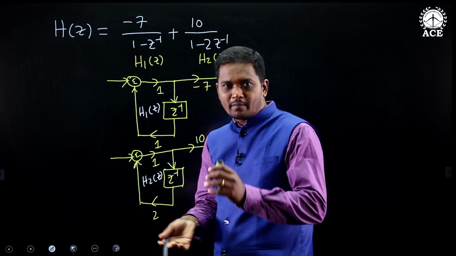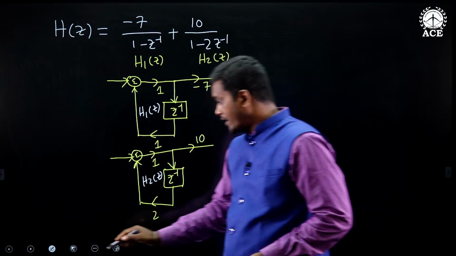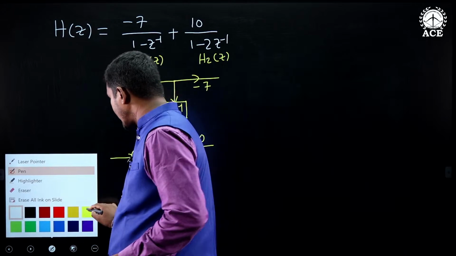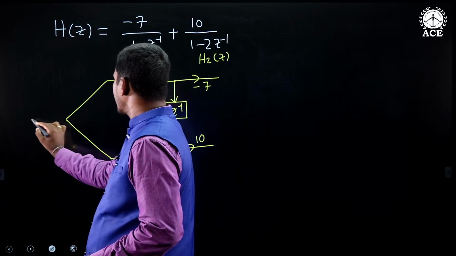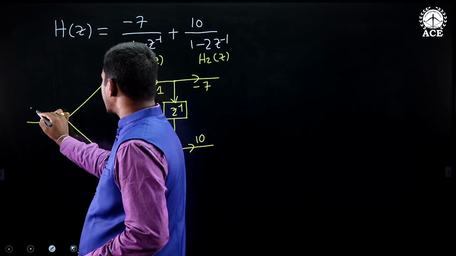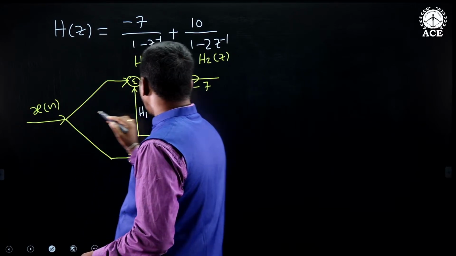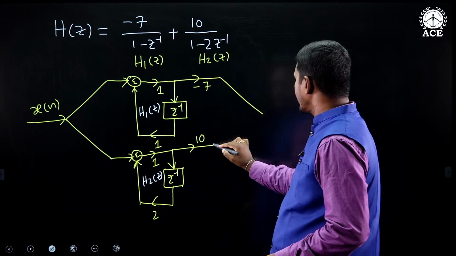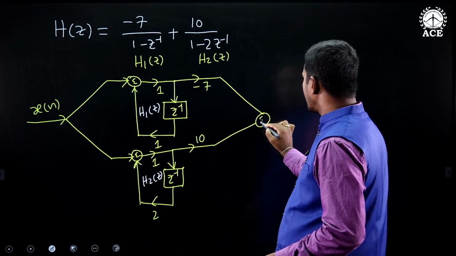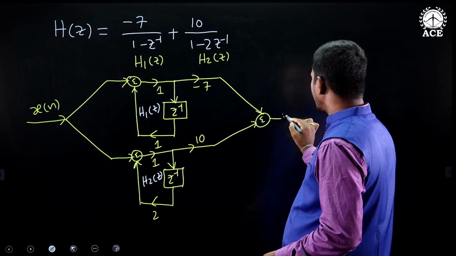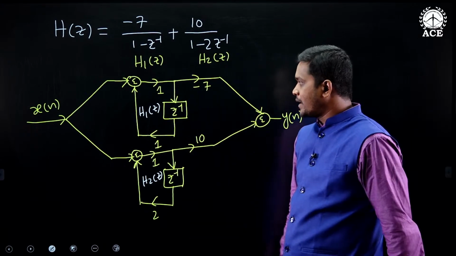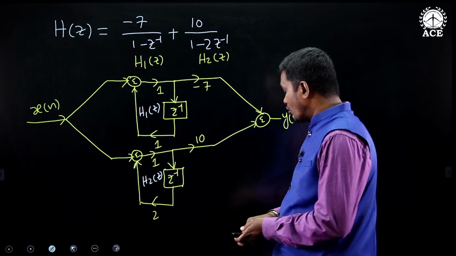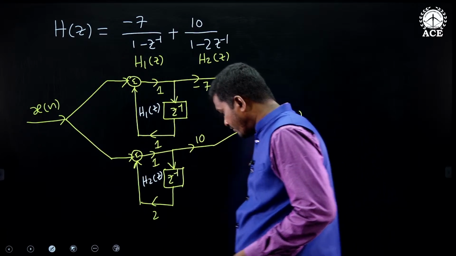What is parallel form? Tell me. For both the systems, the input is the same. This is x of n. And both the outputs you need to add by using a summer. This is y of n. Understood? So this is parallel form. Input is x of n, output is y of n. Any doubt in parallel form?